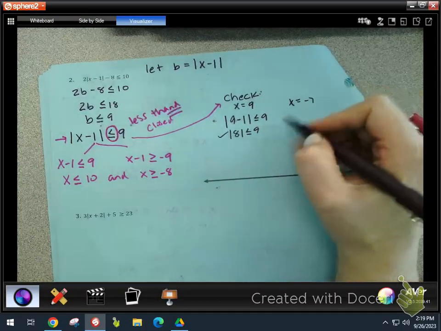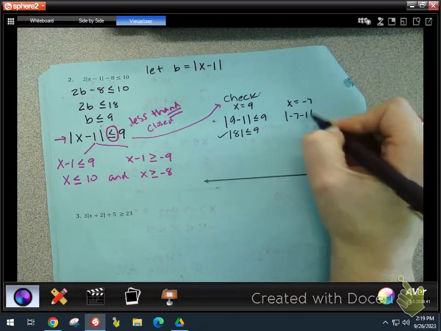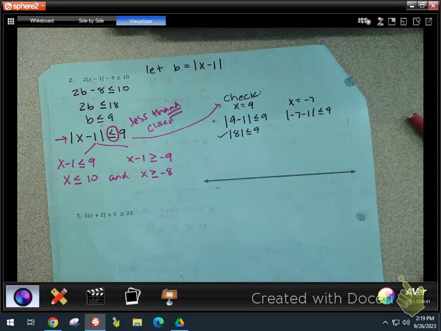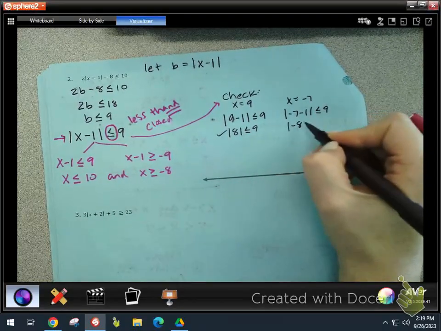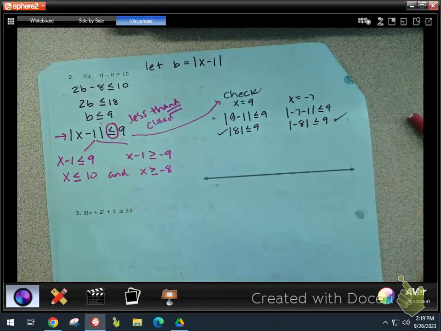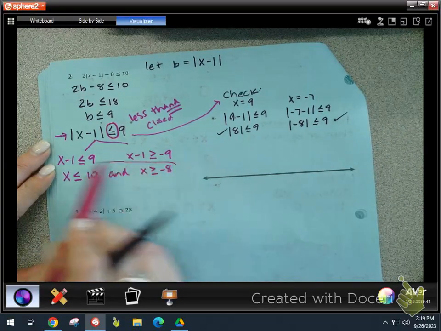Try negative 7. So the absolute value of negative 7 minus 1, is that less than or equal to 9? The absolute value of negative 8. Yes, in fact, that is less than or equal to 9. So this is my solution set.